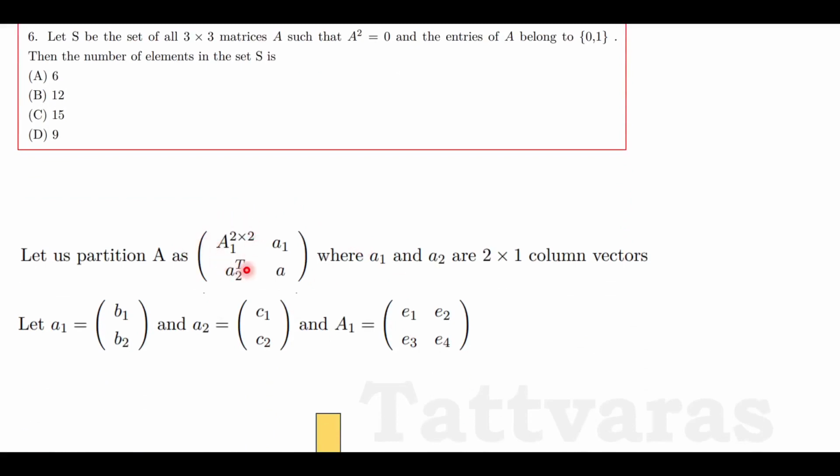So first, we do a simplification of the problem where we are partitioning the matrix A into a 2 cross 2 matrix A1, then column vectors a1 and a2, and a scalar a. You can check whether the order is preserved here, like whether this is the right partition for a 3 cross 3 matrix. And these are the notations for our column vectors and the A1 matrix, right? Which is the step 0 of the problem.